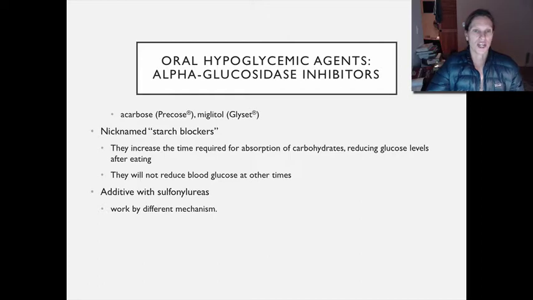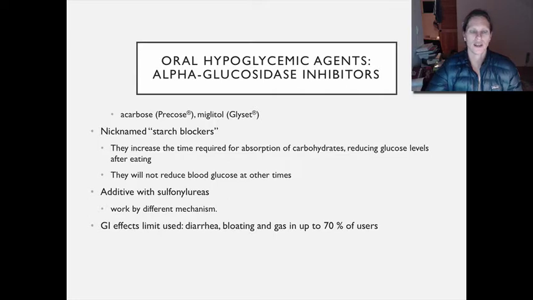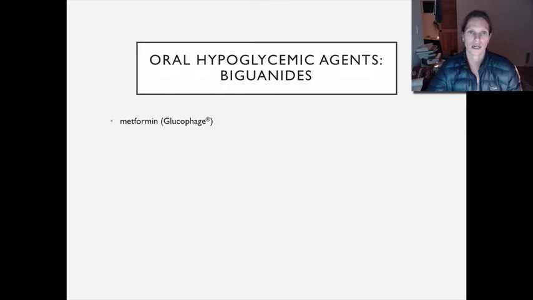They do seem to potentiate the action, additive with sulfonylureas, so if you're going to combine them, that's a good combination. The biggest problem with these, if you just use common sense: if something decreases the time required to absorb carbohydrates, meaning you keep a lot more carbs in the tube, anytime you keep things in the tube that would normally be broken down and absorbed, that's going to cause some digestive distress. So usually greater than 70% of users report pretty significant GI distress, diarrhea, bloating, gas, and it can be a rate limiting kind of a deal for those guys.